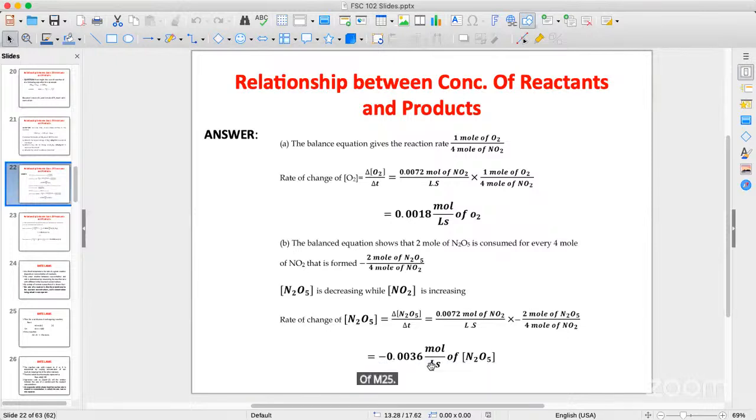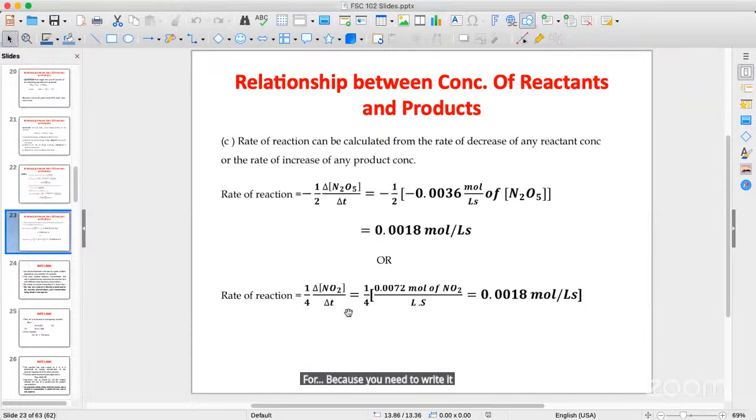How long will it take? Or what will be the rate for? Because you need to write it. So now that's why you're dividing by 2.